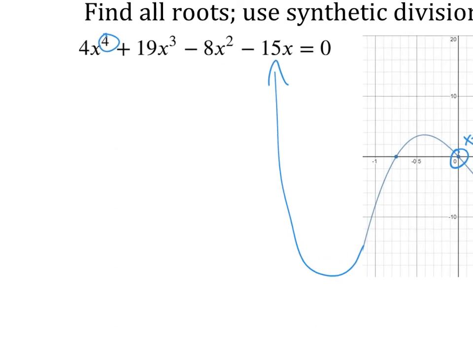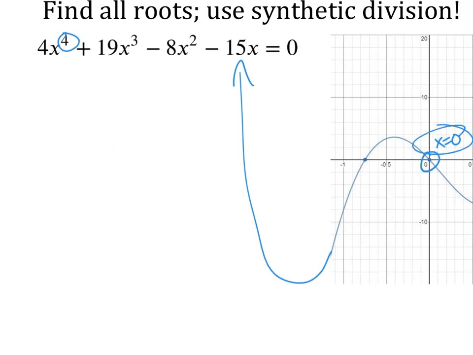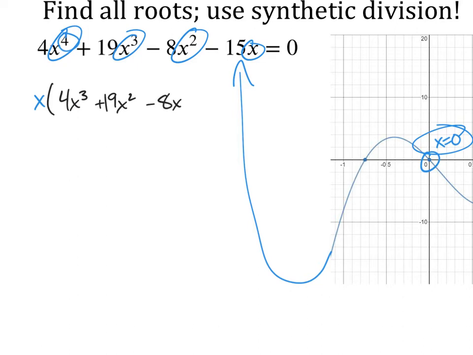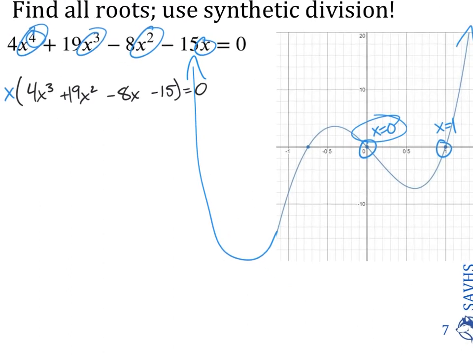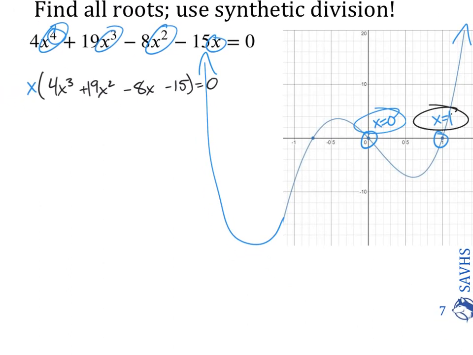Okay, so here's the thing. This x equals 0 doesn't actually tell me much because I could see that there's a common x in each of the terms. And so I should be able to factor out an x from everything first. So x times 4x cubed plus 19x squared minus 8x minus 15 equals 0. Now I'm going to take the solution x equals 1 and divide this resulting polynomial by this.